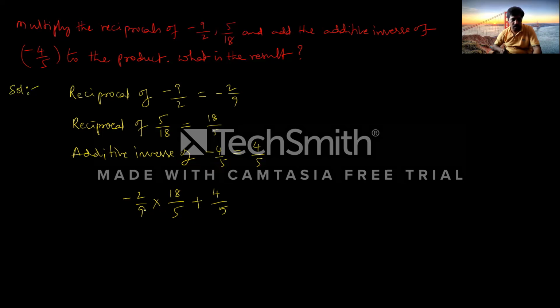Now we will do the problem. Here, if you observe, minus 2 by 9 into 18 by 5. Here, numerator is 18, denominator is 9. These two we can cancel. 9 ones are 9, 9 twos are 18. So minus 2 into 2, minus 4 by 5 plus 4 by 5. Here the result is 0. Why? Because minus 4 by 5 plus 4 by 5 is 0. Which property we applied here? Additive inverse. By using additive inverse, we should get the answer 0. This is the result. Okay.